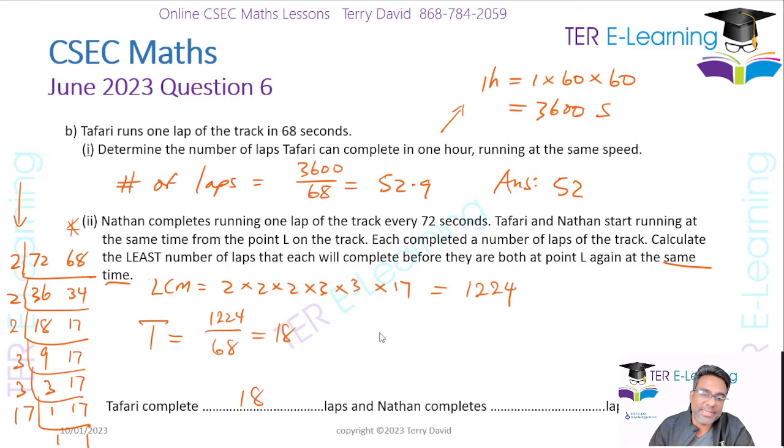Right, so this is 18 laps here, and the next one is Nathan, and Nathan is going to be 1224 over, he's taking how much? 72. Right, so 1224 divided by 72, you're going to get 17. Right, so 18 and 17 laps, that's what we're looking at there. So that takes care of question 6.